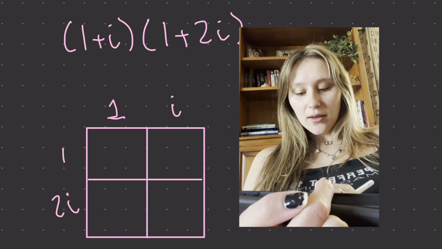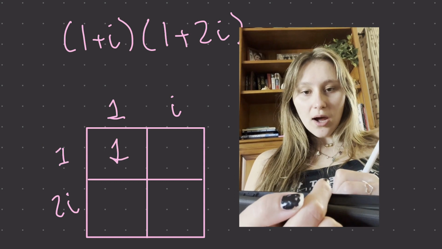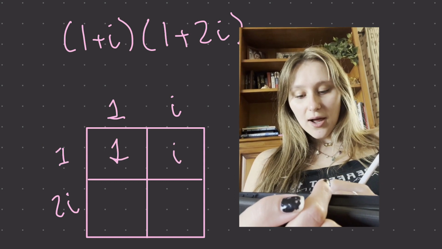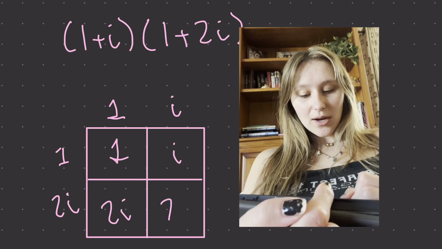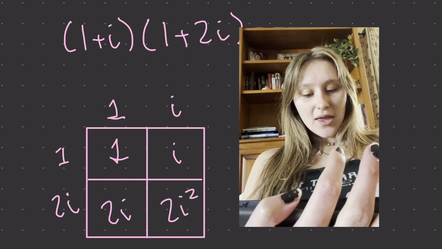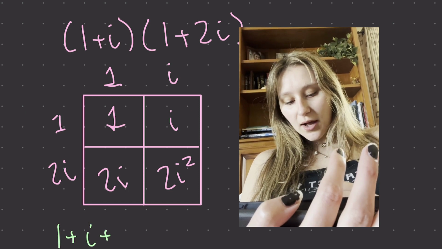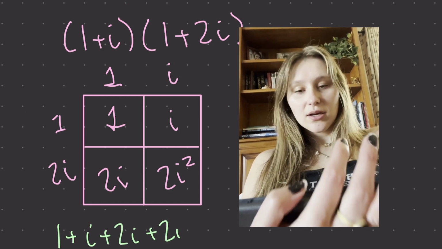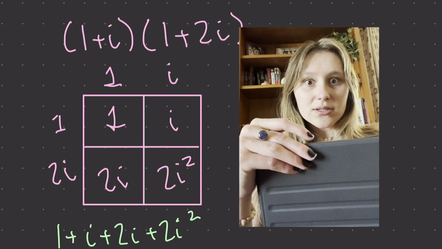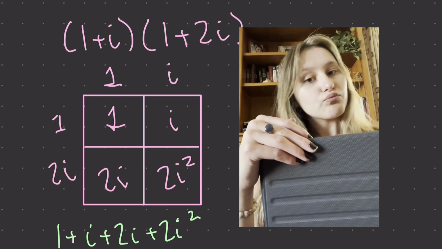So this is going to be 1. This is going to be i. This is going to be 2i. This is going to be 2i squared. And then you would put them all together: 1 plus i plus 2i plus 2i squared. So that's another way that we could do this, which you can do, but whatever.